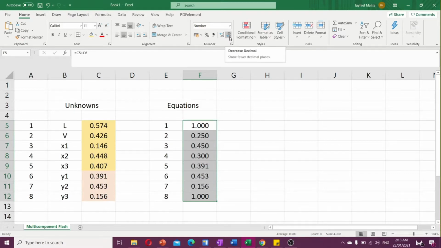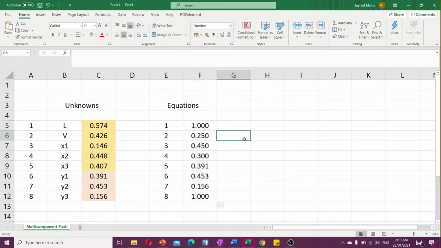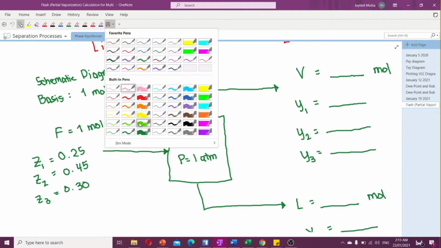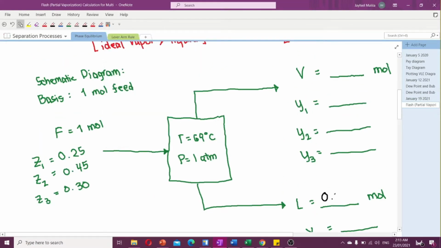So I hope you were able to get the gist of how I solved it. By properly connecting the variables and setting the correct constraints, you can actually solve multi-component distillation problems, whether it will be 3, 4, 5, or more components. So let's finalize our answers. So we have 0.574 moles, and 0.426 moles.